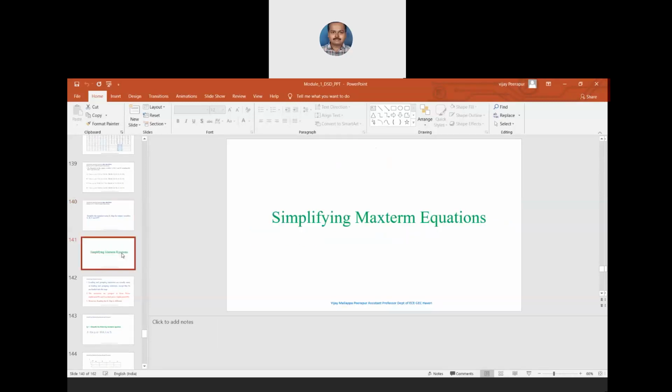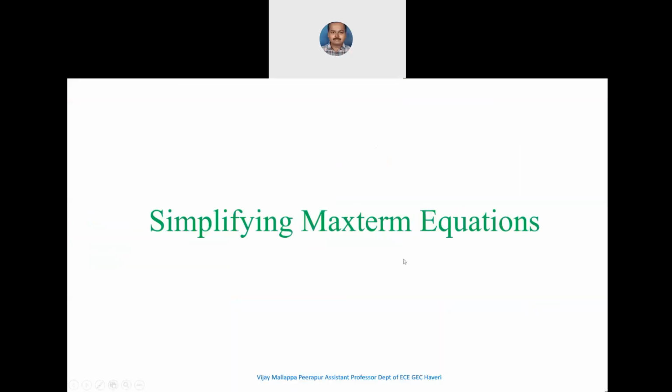In today's class, we'll study how to simplify the max term equations using K-map. Till now, for 3 variables, 4 variables, and the don't care conditions, in all the examples, around 21, 22 problems, what we saw is that the min terms were given to us. We know how to load those values into the K-map, whether it is 3 variable or 4 variable. Once you load it, you know how to group the min terms.